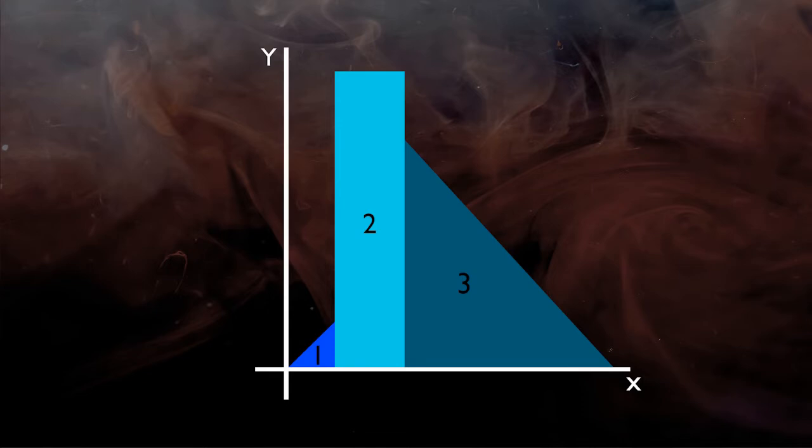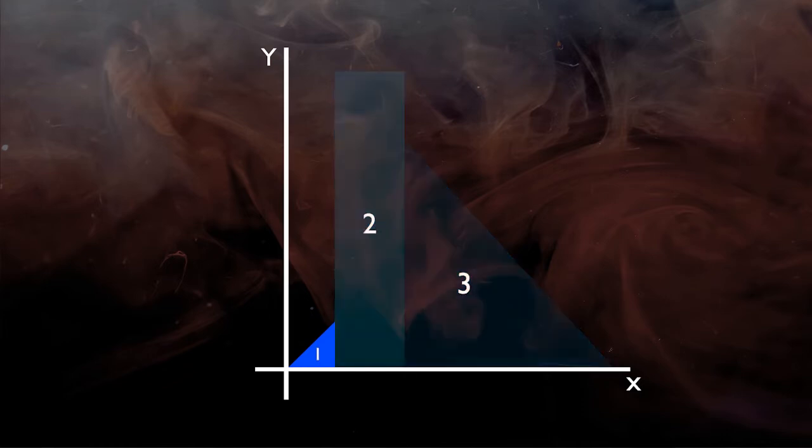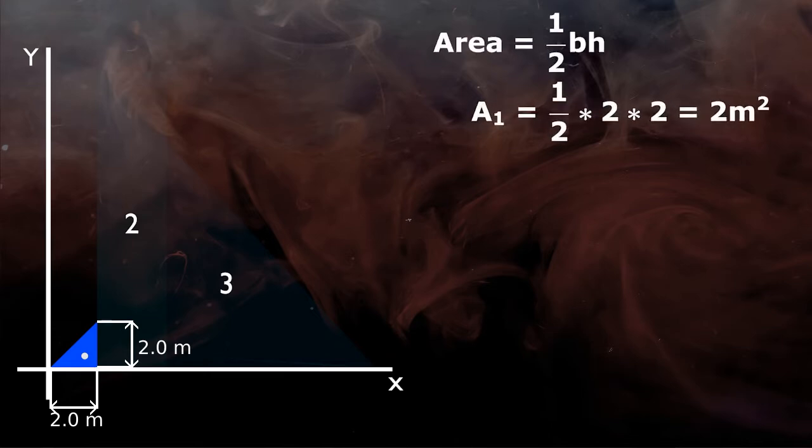Now, let's find it out for triangle 1. Right now we will just focus on the first triangle and ignore the other two parts. Locate the centroid and dimensions of triangle 1. The area of the triangle is half of 2 meter width multiplied by 2 meter height, that is 2 meter square.